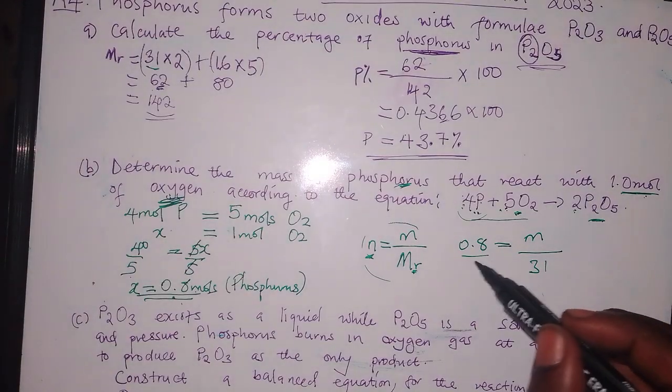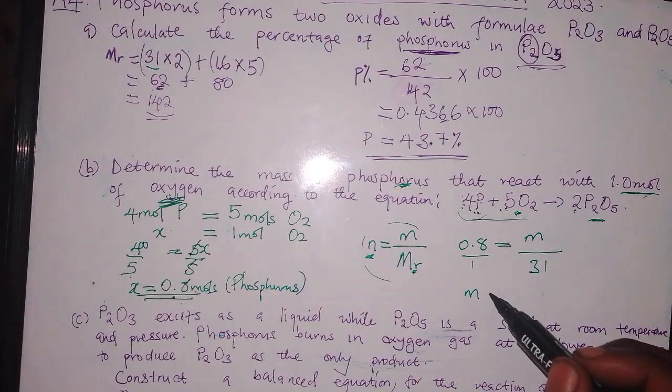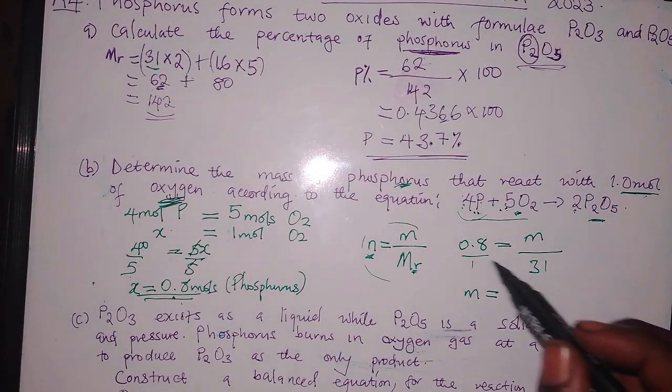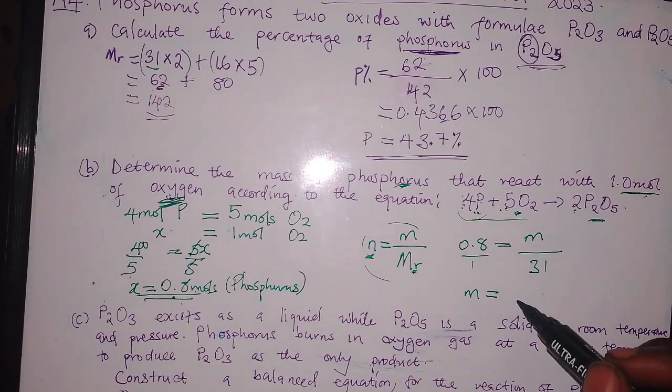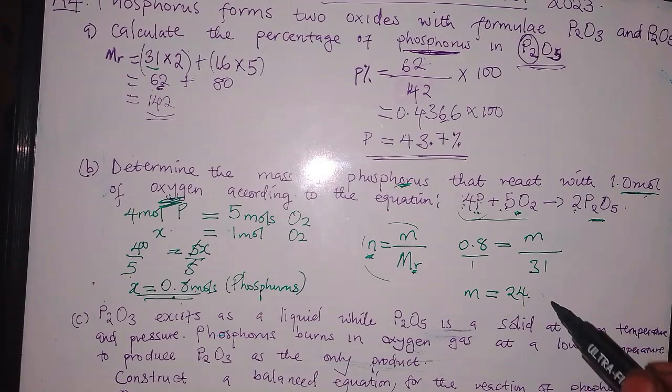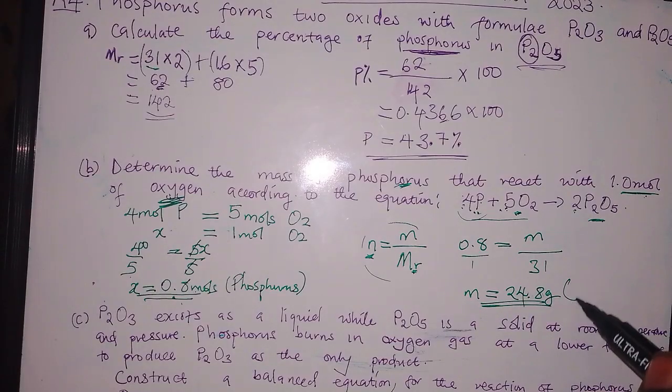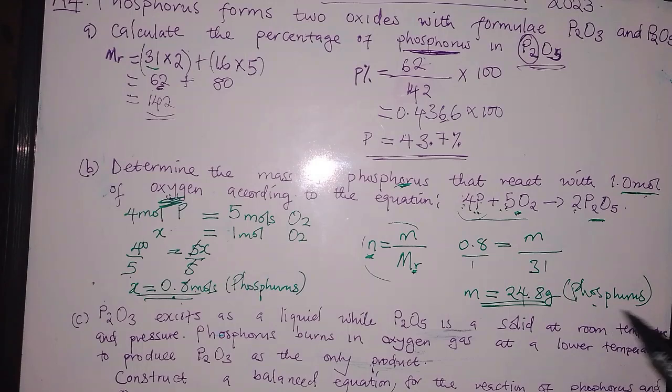So now you multiply. The mass is equal to 31 times 0.8. You find your answer to be 24.8 grams as our mass for phosphorus. So this is how questions are simple on the mole concept. The next question we are going to look at is phosphorus.